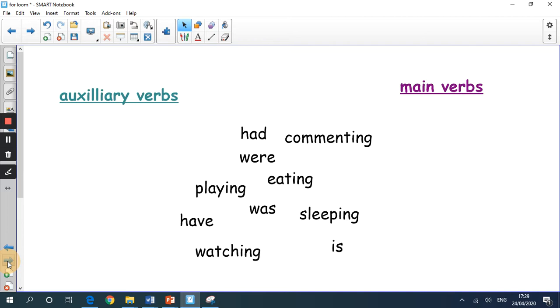I'm just going to let you have a little look at that. Which ones do you think are the auxiliary verbs? And which ones do you think are the main verbs? And we're going to sort them in a minute. So just have a little look at that. What do you think? So an auxiliary verb is sometimes called a helper verb. Maybe that might help.